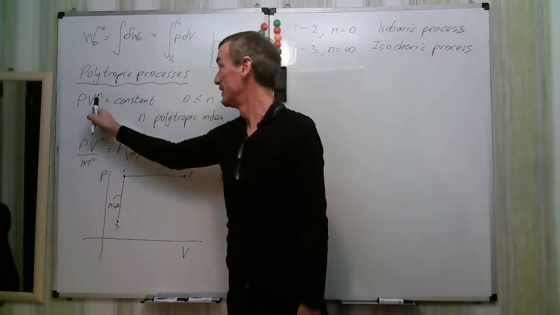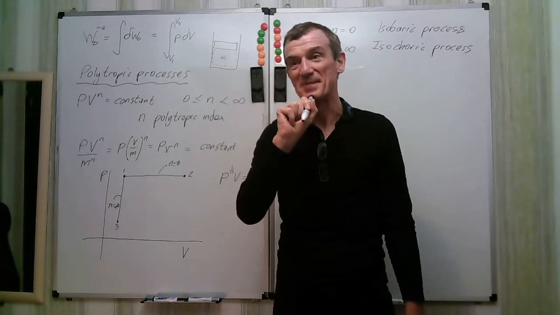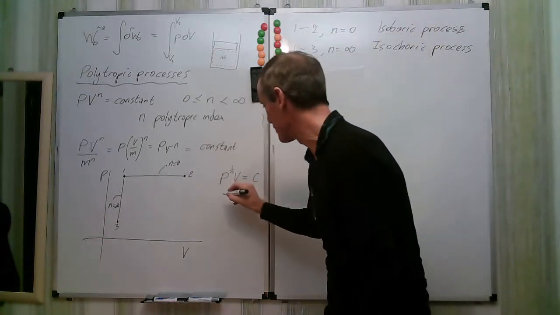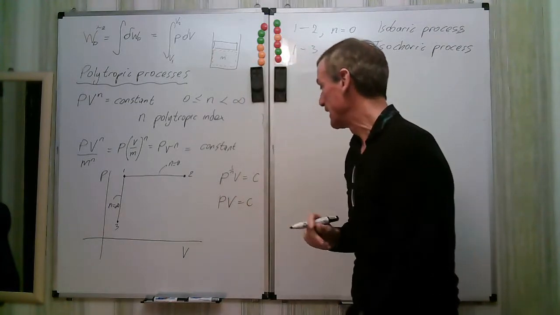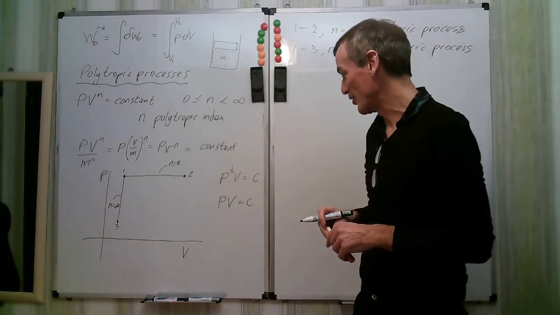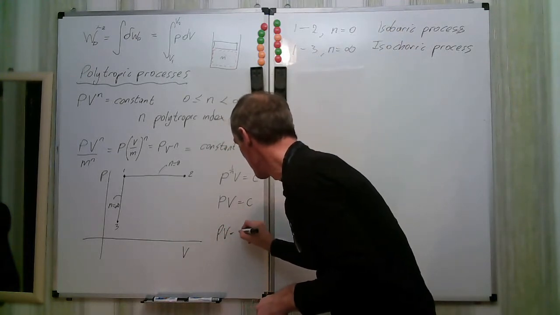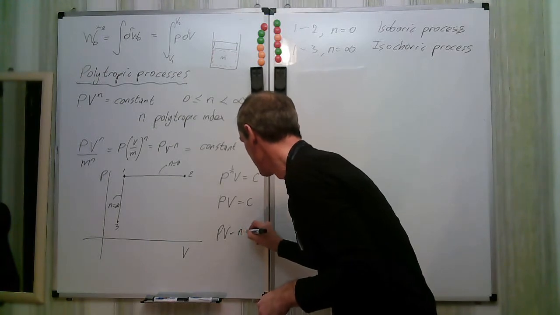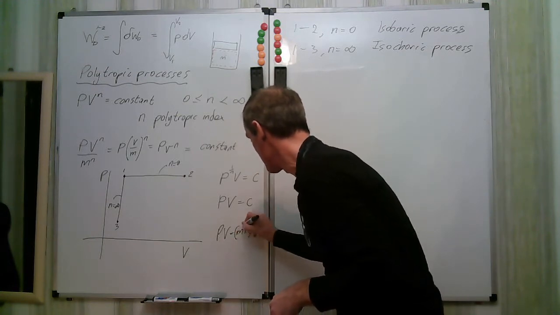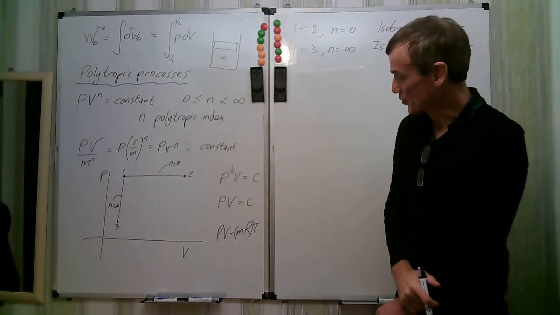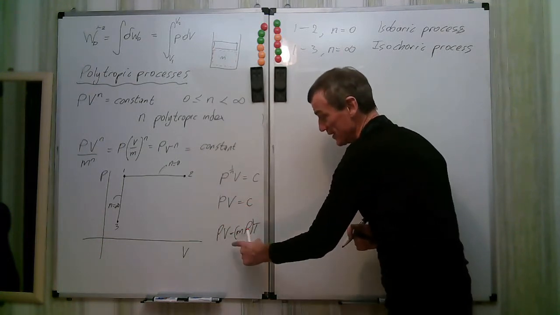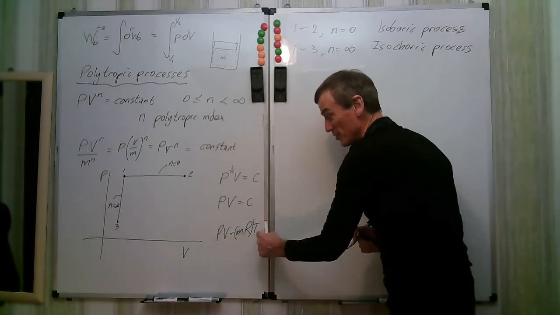Another interesting one is n equal to 1. Now, why is n equal to 1 interesting? So PV equals a constant. Interesting because we're going to talk about ideal gases, and we know the gas law that PV equals mRT. So this is a constant, mR there. So PV equal to a constant. Yes, for the case when n is equal to 1, this is PV, and so for the gas, it would be an isothermal process, yes?